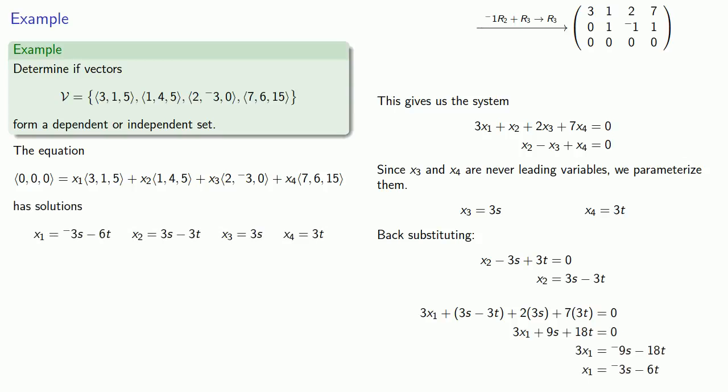Now if s and t are both equal to 0, then x1, x2, x3, and x4 are all equal to 0. But if we don't use s and t both equal to 0, then we will get solutions to this equation. And so we will be able to express our zero vector as a non-trivial linear combination of these four vectors. So the vectors in this set are dependent vectors.